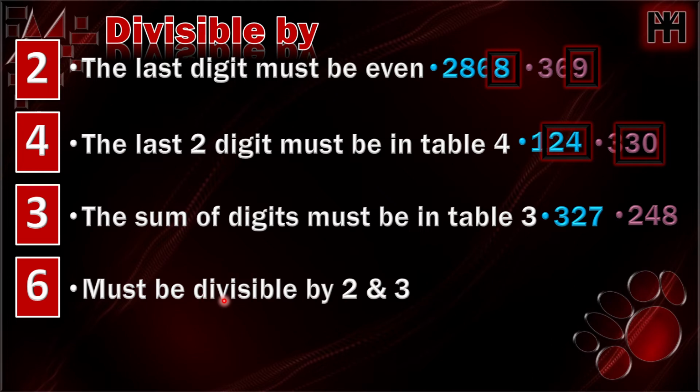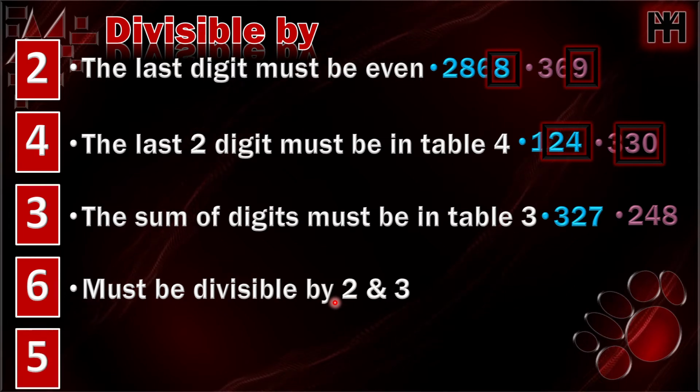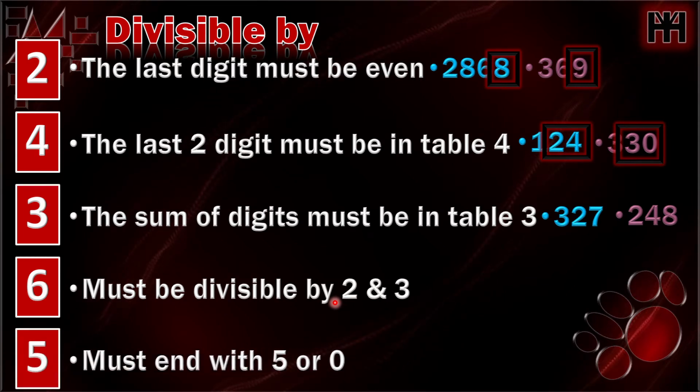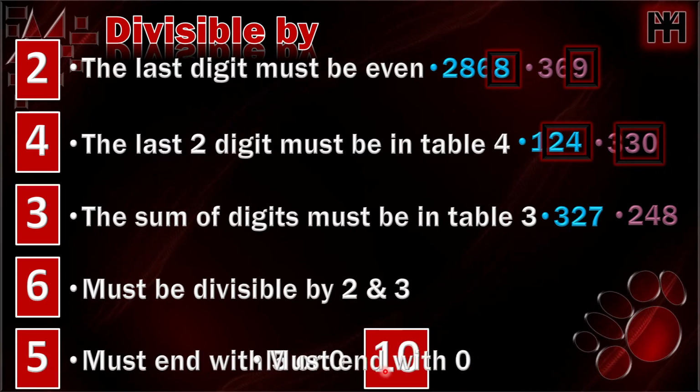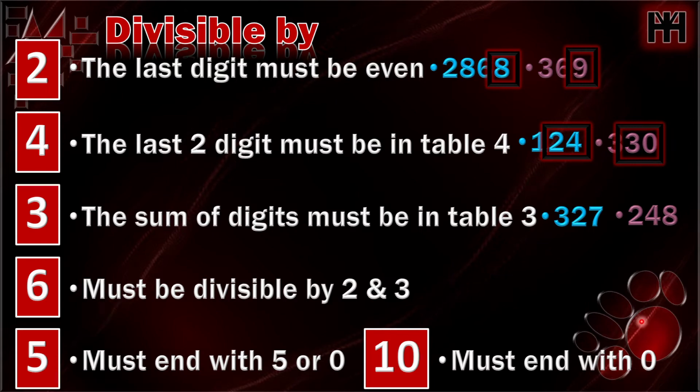Okay, for 6, it must be divisible by 2 and 3, both. So for 2, it must end with an even number, and also the sum of its digits must be in table 3. So both must hold for the number to be divisible by 6. Okay, for 5, for a number to be divisible by 5, it must end with 5 or 0. Okay, and for 10, the number must end with 0 only.